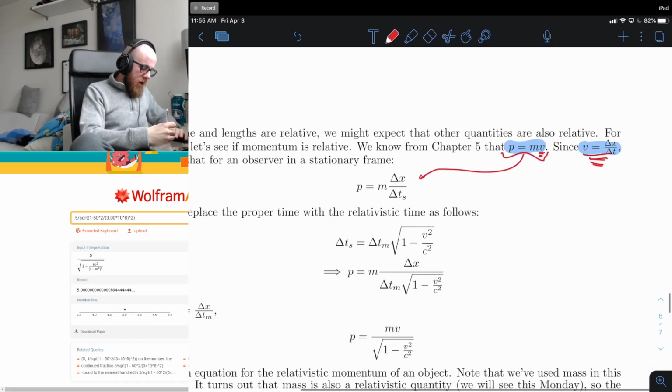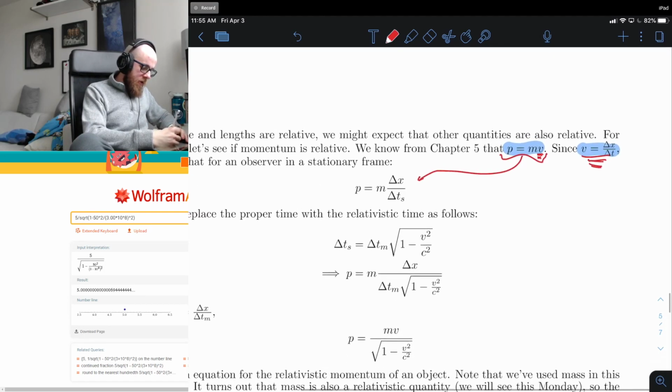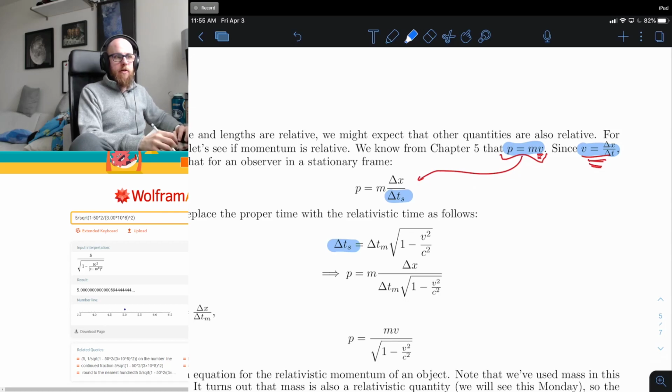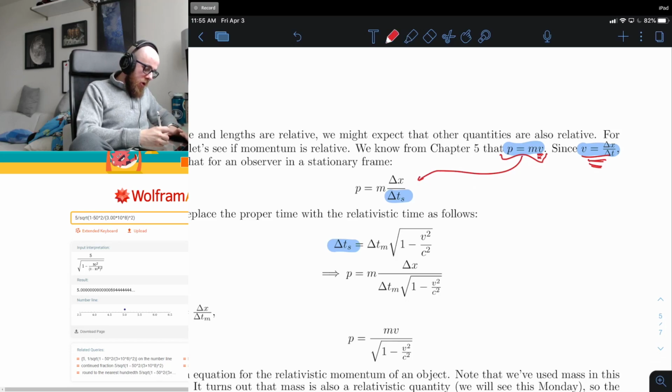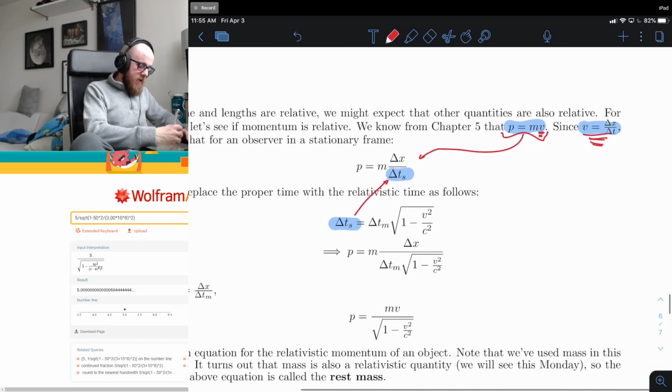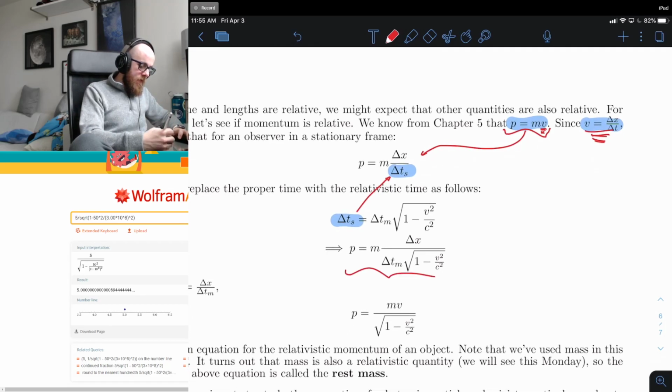And so notice here, I have a delta TS in the denominator. I also have a formula for delta TS. I developed that at the start of today's lesson, right? That's a formula for proper time in terms of the relativistic time. When I plug that formula into my momentum formula, I get this big jumbled up mess here, okay?